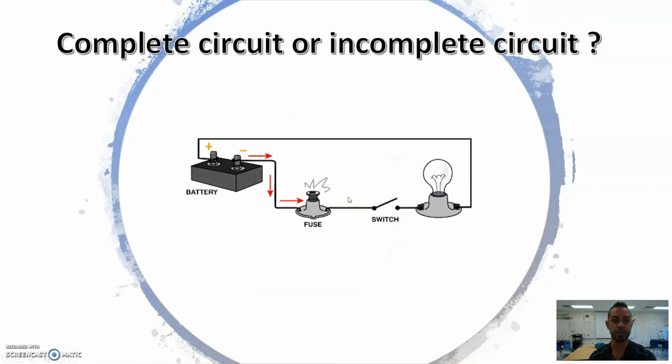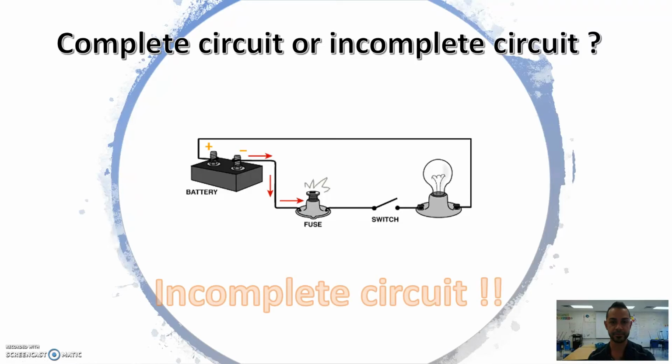And the next one, this time, is this a complete circuit or an incomplete circuit? Think about it. Analyze all the different parts of this picture. So is it a complete or incomplete circuit? Very good, it's an incomplete circuit because here in the diagram the switch is open. So the energy cannot flow, right? So that's why it's called an incomplete circuit.